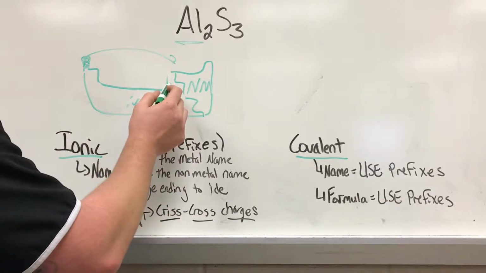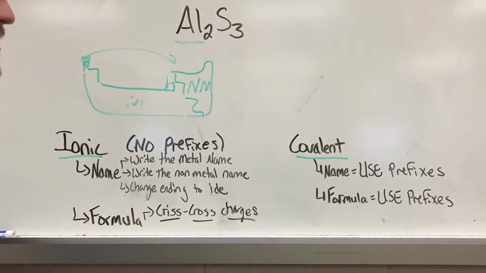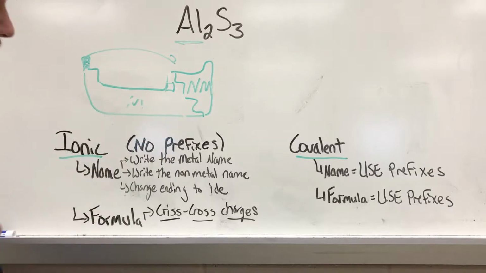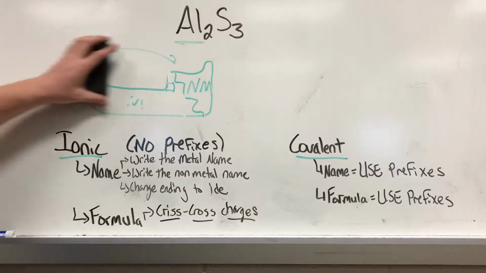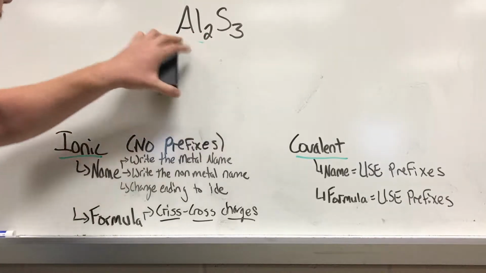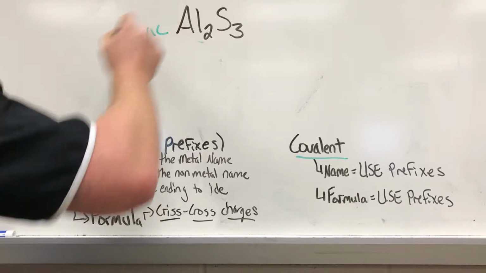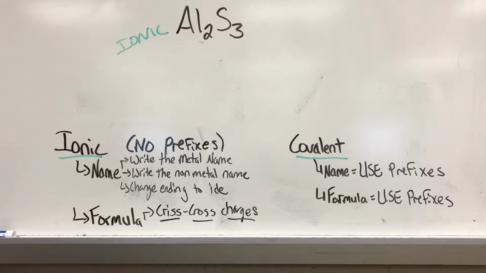Aluminum resides somewhere in this area of the periodic table. It's on the left side of this stair-step line, so it is a metal. Therefore, we know that this compound here is indeed ionic. We are trying to write the name of this since we have been given the formula, and so we need to look to our rules here.